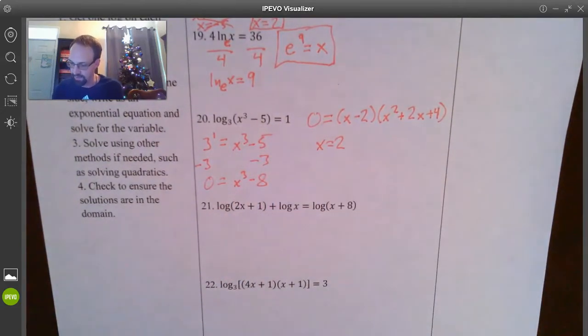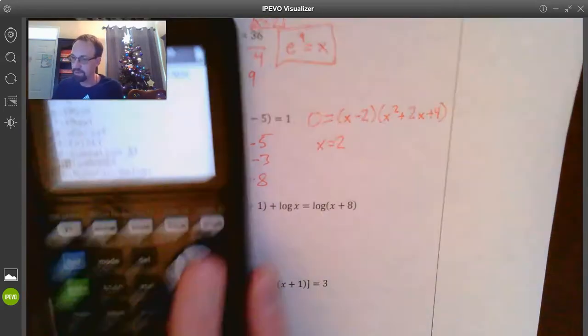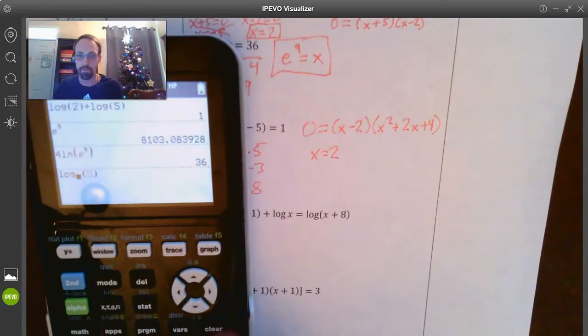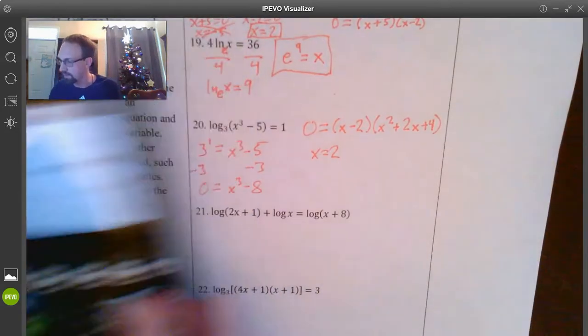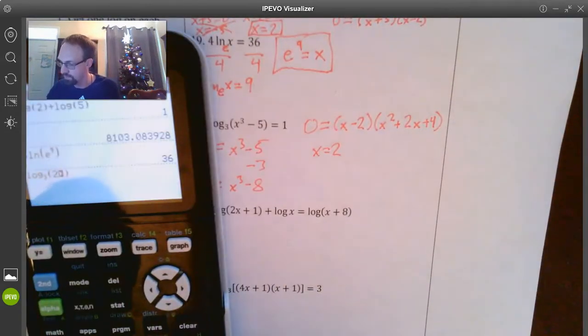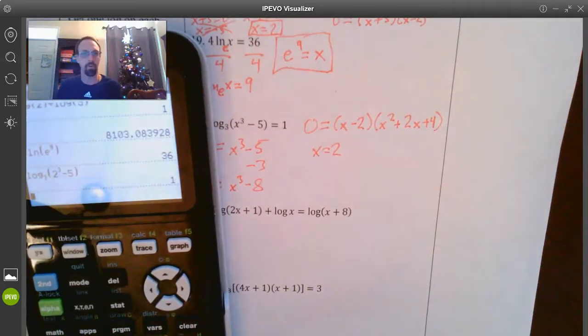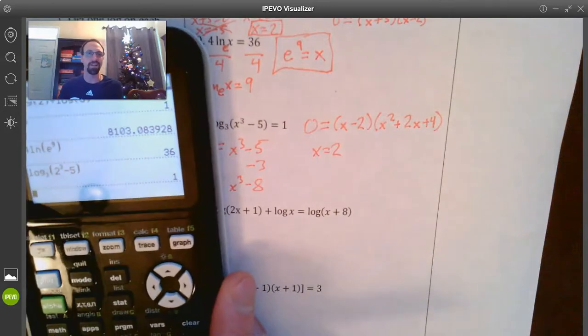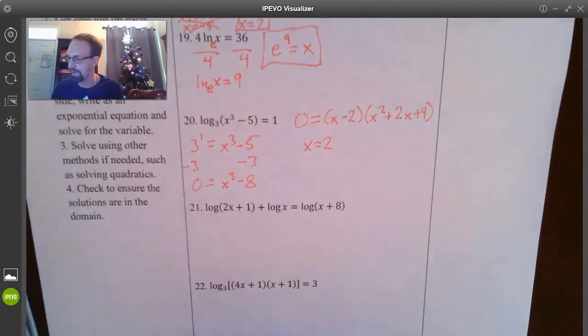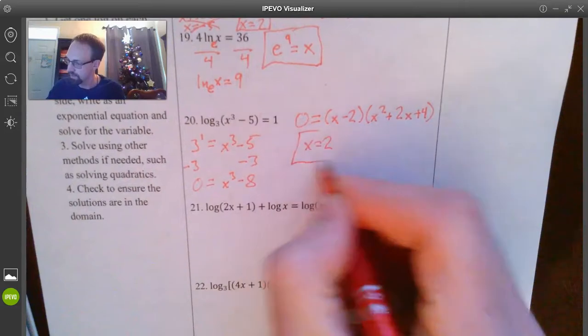So just simplifying this, if I plug in log base 3 of 2 cubed minus 5, I should get 1, and I do. Also, you could verify 2 cubed is 8, 8 minus 5 is 3, log base 3 of 3 is 1. That's how we get that value. So that does work.